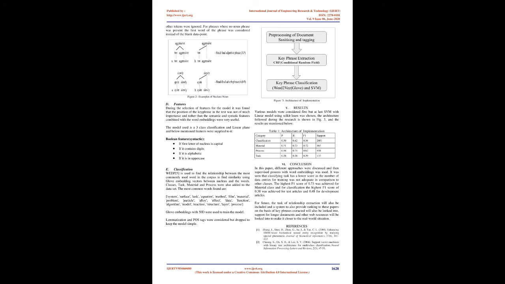2. Nucleus nouns are used to remove ambiguity in the context of the sentence or phrase while conserving the semantic intactness of the phrase or sentence. The NLTK POS tagger and tokenization are used for this purpose using the stop word list, to maintain the overall structure while removing the unnecessary data. Since the nucleus noun seems most appropriate, the features for the relationship extraction are based on this noun only and all other tokens were ignored. For phrases where no noun phrase was present, the first word of the phrase was considered instead of a blank data point. Figure 2, examples of nucleus noun.